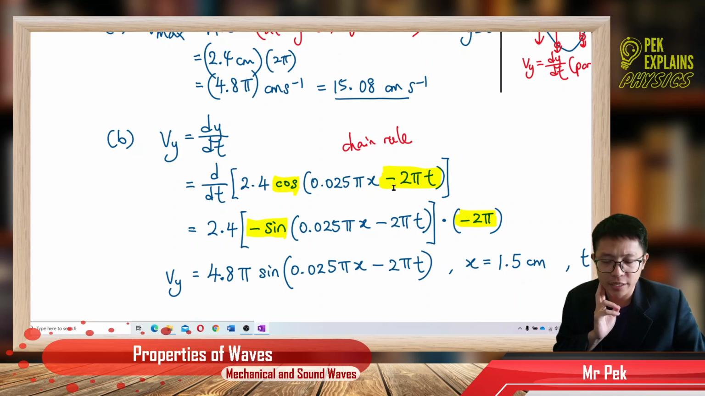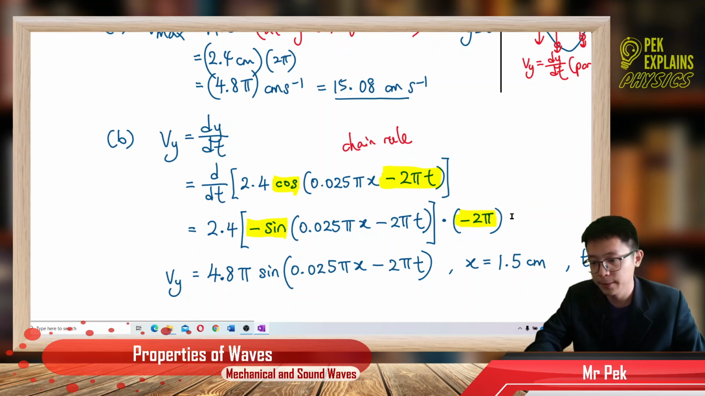And then you differentiate the negative 2 pi t, you get negative 2 pi, because t becomes power 0, and power 0 becomes 1. So negative 2 pi. Don't forget the negative, you need to write it down. Don't just take the 2 pi, the negative must be included. Negative 2 pi is the constant, and t becomes power 0, just disappears.